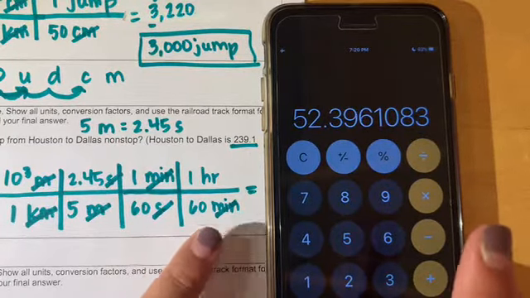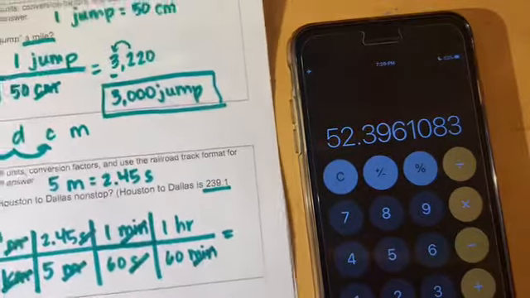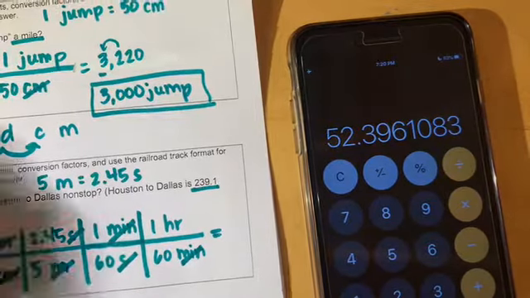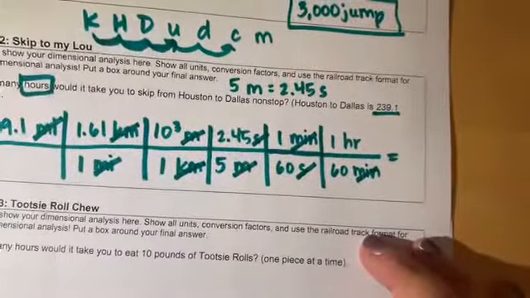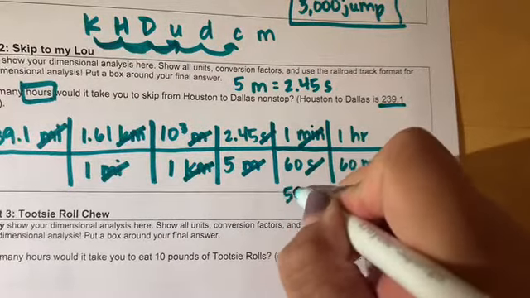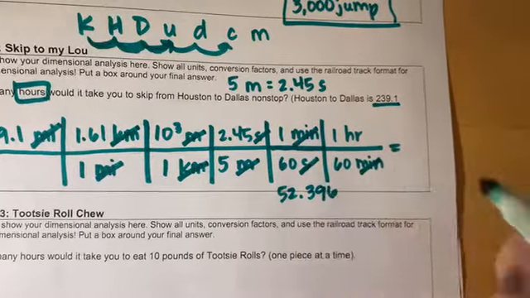So that means it's going to take us 52.396. Let me go ahead and write that down on my answer sheet. So it's going to take us 52.396 hours.